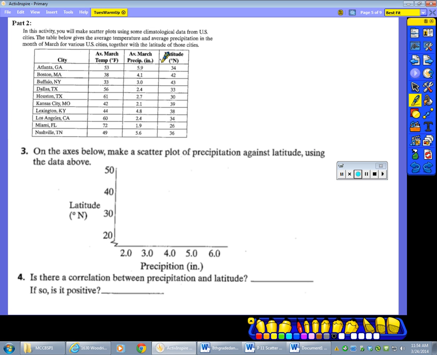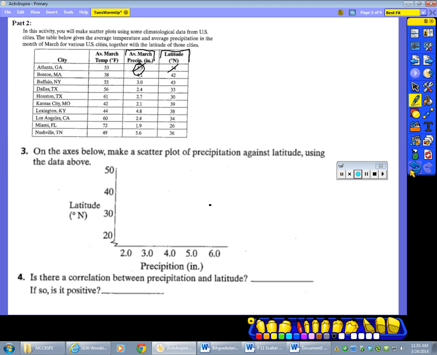Okay, so the two that we care about are precipitation and latitude. So we're just going to go through here and plot each one of these. So for Atlanta, we've got precipitation is 5.9, so that'd be roughly right here. And I'm going to go as high as 34. That would roughly be about right there. It's almost perfectly in between 30 and 40.